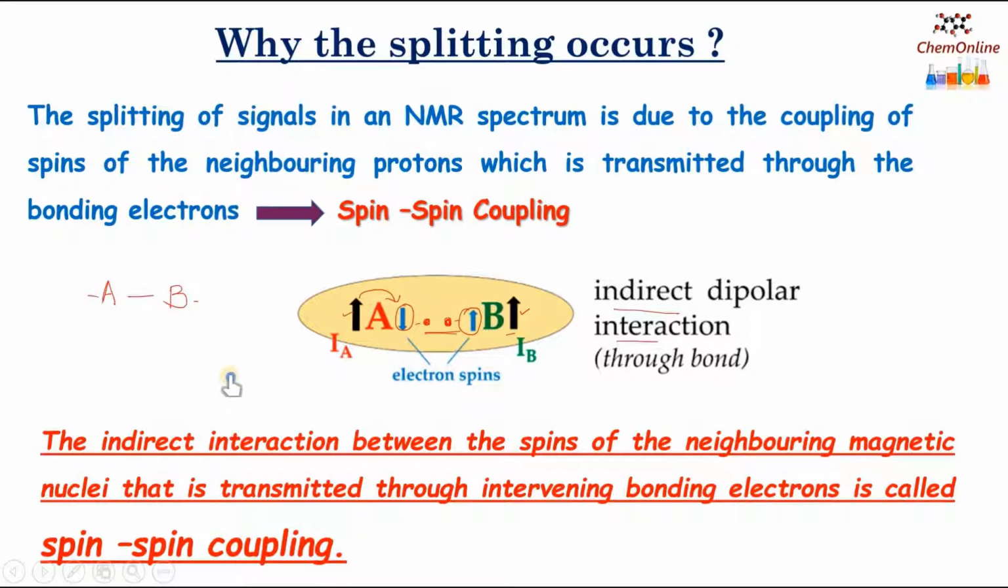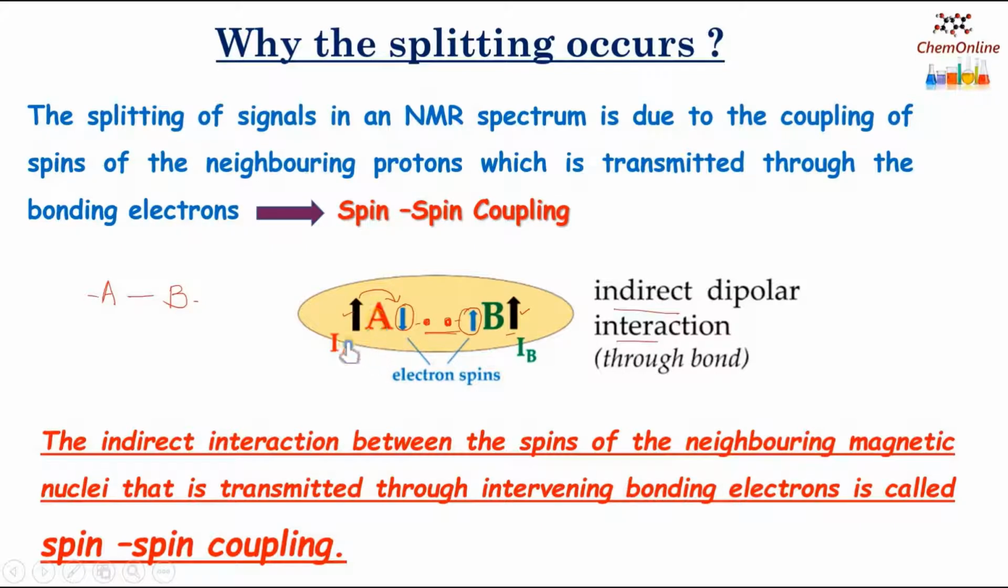This is an indirect interaction between the spins of the neighbouring protons. Why is it called indirect? Because this interaction is occurring or transmitting through the intervening bonding electrons.